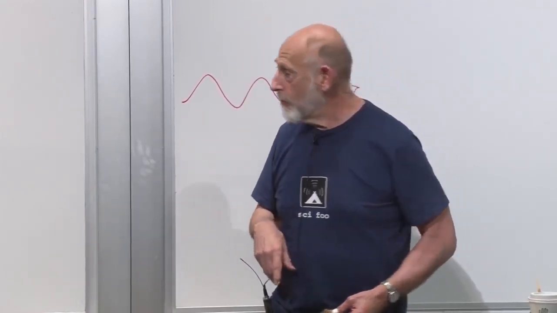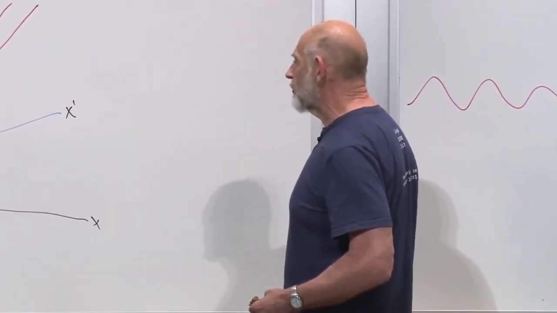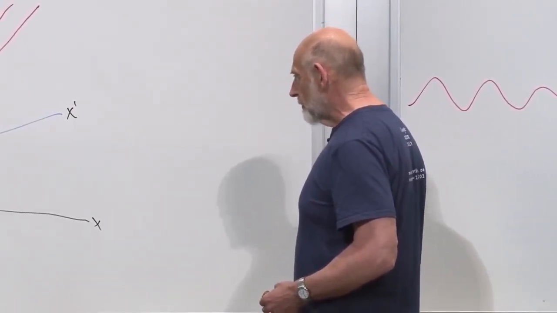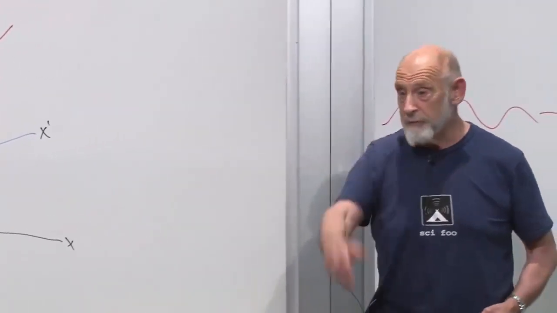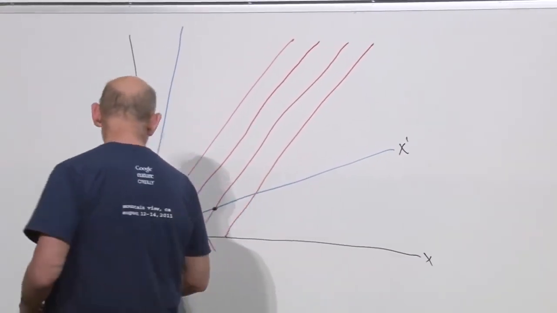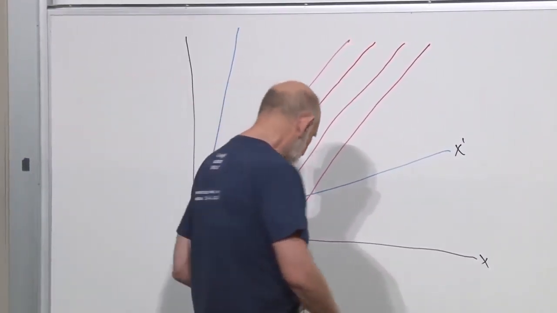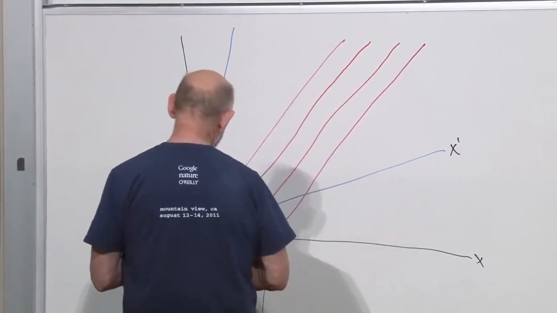The scales are not the same on x and x prime, is that correct? What do you mean the scales are not the same? We can't just look at the blackboard. No. You can't just look at the blackboard. You have to do the Lorentz transformations. Right. Okay, how do you do it?